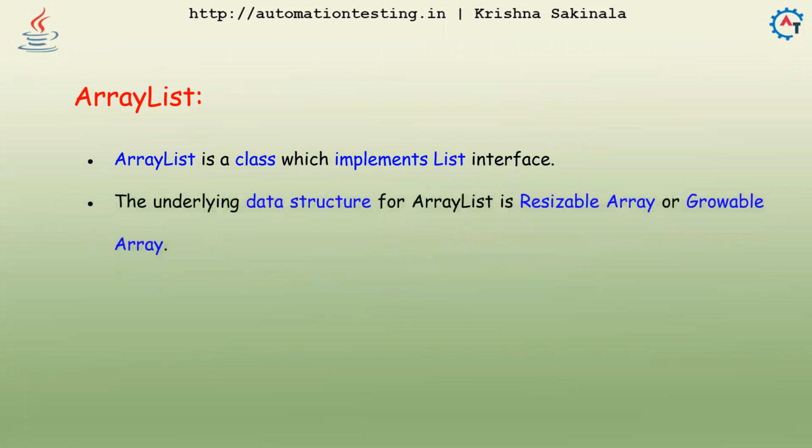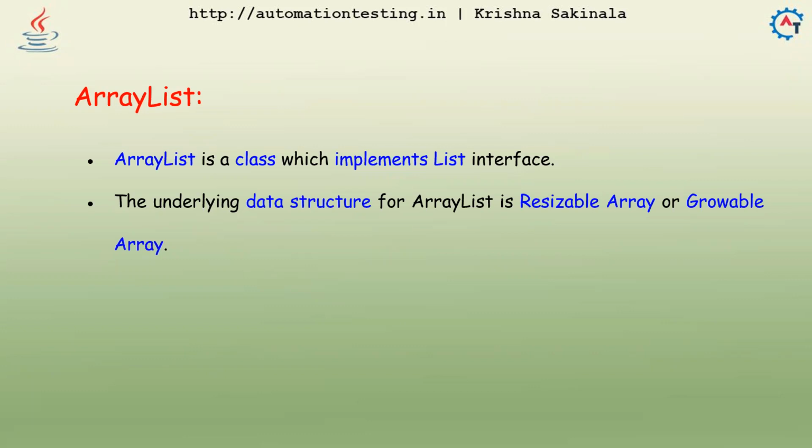The underlying data structure for ArrayList is a resizable array or growable array. In one of our previous videos, when talking about the difference between collections and arrays, we discussed that a collection is implemented on top of some data structures. In that context, the underlying data structure behind the ArrayList is a resizable array or growable array.